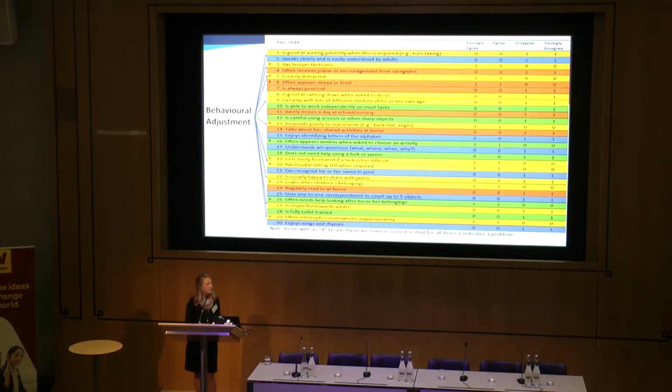If we look at the items, the behavioral adjustment items are the yellow ones. They are very similar to what we rate the children on based on the videos. I'm just going to read out 2 of them. This child is good at waiting patiently when this is required. This child is easily distracted. So we were interested to see how our codes compare to teachers' ratings.